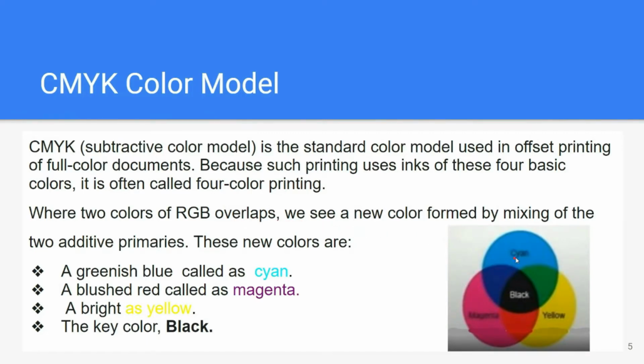We see a new color formed by mixing of two additive primaries. These new colors are, one is greenish blue, which is called cyan, and another one is bluish red called magenta, and another one is the brighter one, yellow. This is the yellow color, and the key color is black.